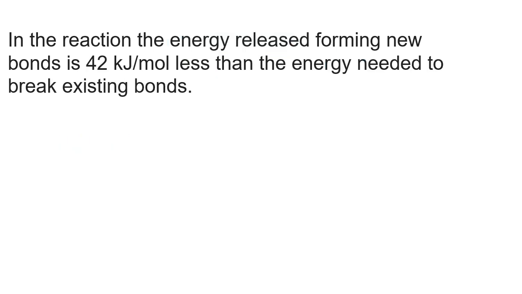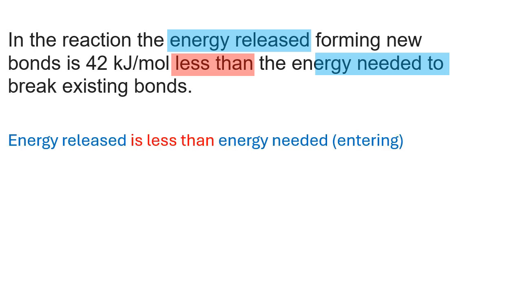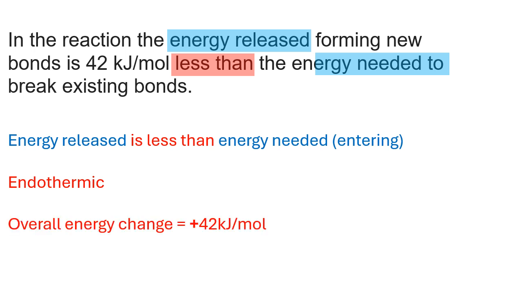Second example, we are looking at the energy released being less than the energy needed, so the energy inputted. Now that means more energy is needed to be entering the reaction, so it's an endothermic reaction. That means my overall energy change is going to be positive 42 kilojoules per mole.